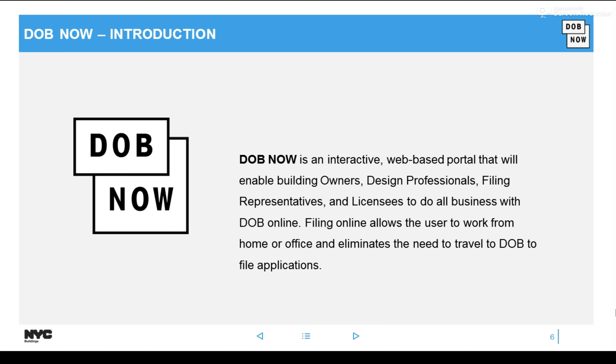Okay, so DOB Now. DOB Now is an interactive web-based portal that will enable owners, design professionals, filing representatives, and licensees to do business with DOB online. The biggest benefit of this is that you do not have to come down to DOB anymore, and you can file at your convenience once you have internet.